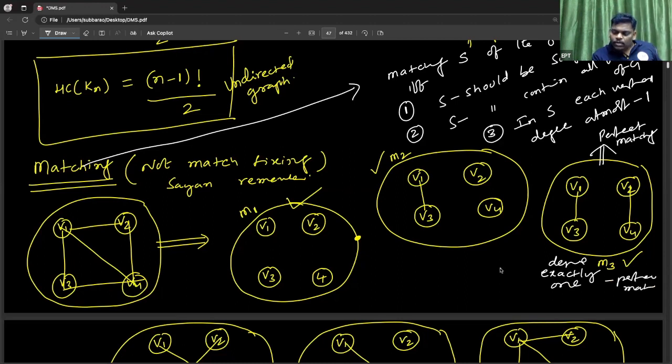Each vertex degree exactly 1. This is the perfect matching story. Fine, I hope you are okay. If each vertex degree is exactly 1, then it is a perfect matching. First of all, it should be a matching, and in that matching, every vertex degree is exactly 1: perfect matching.